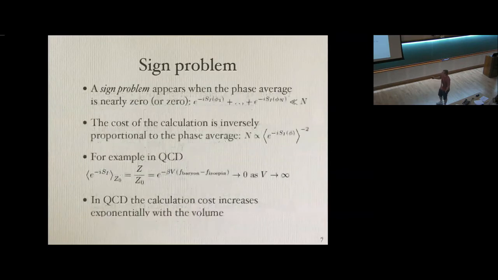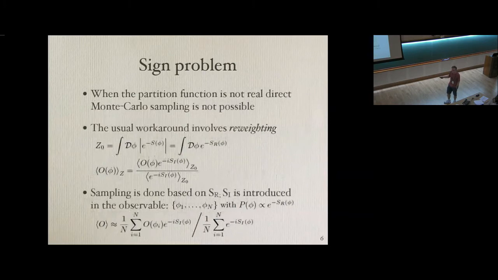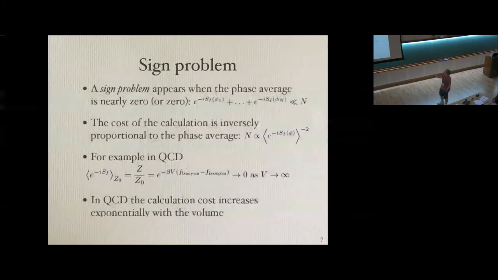Now, you do have a sign problem when the factor that appears here in the denominator, which is some average phase, is much, much smaller than n, the number of sample points. Sometimes it's nearly zero or exactly zero, and then you run into a sign problem. In order to actually sample this estimator with enough precision, you need a number of samples that is basically inversely proportional to the value of this average phase.